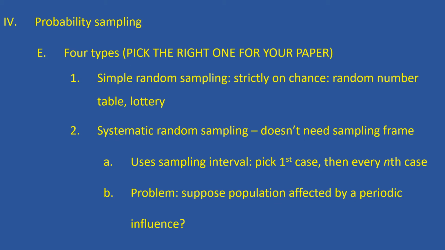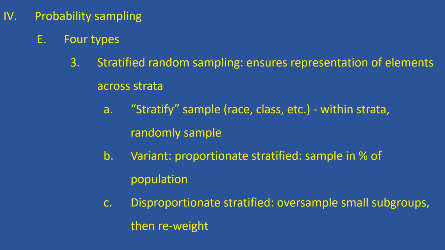He used residences. It'll always depend on your question. Sexuality, policing, schooling, whatever you choose, you've got to make sure there's no periodicity, no periodic influence to throw off your results if you use systematic random sampling.